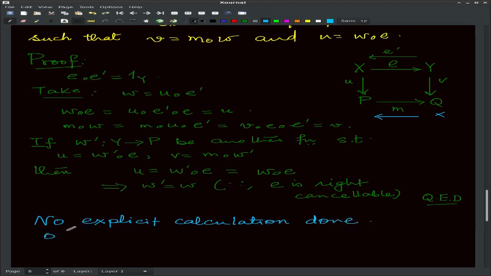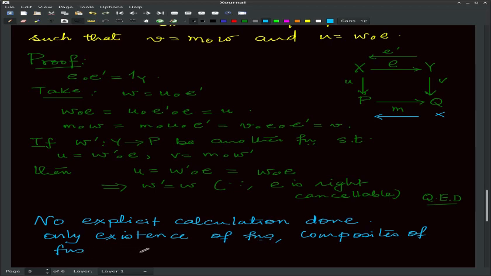Only existence of functions, composites of functions, and their equations. So that is only used in this. Okay.